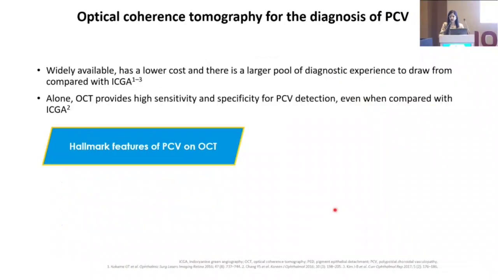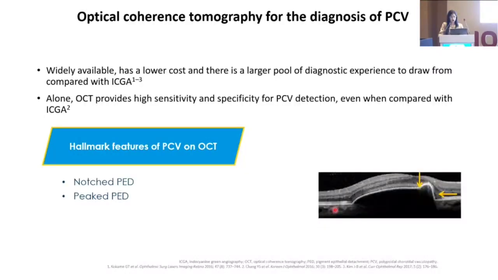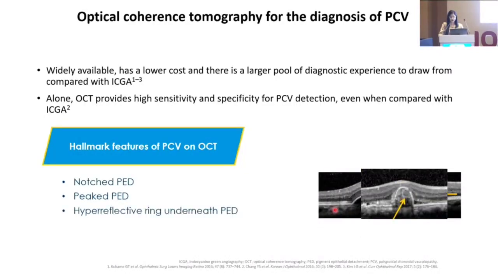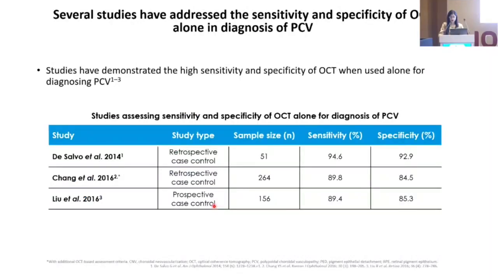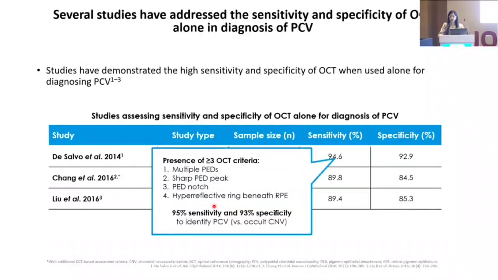OCT is another widely available, lower cost tool, and there is a larger pool of diagnostic experience to draw from compared with ICG. The hallmark features of PCV on OCT include a notched PED, a peaked PED, a hyperreflective ring underneath the PED, and the double layer sign. DeSalvo et al. showed that the presence of 3 or more OCT criteria, namely multiple PEDs, sharp peaked PEDs, and a PED notch with a hyperreflective ring beneath the RPE, had 95% sensitivity and 93% specificity to identify PCV.